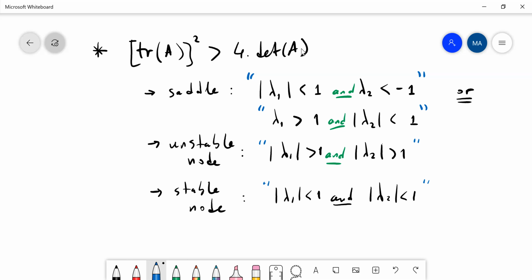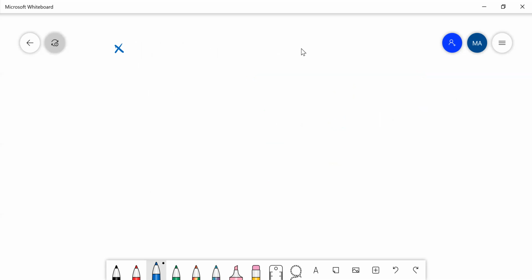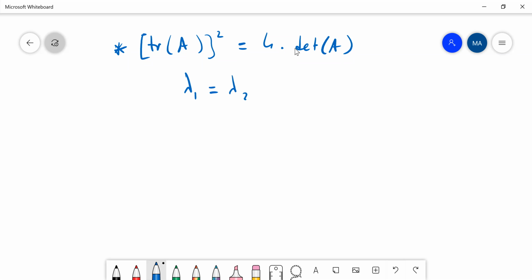And these are the results: saddle, unstable node, and stable node, okay? Now, if the trace squared is exactly equal to 4 times determinant A, right? Now, in this case, lambda 1 and lambda 2 are equal, right? These are repeated real roots, and they are equal to this, okay? So let's call this lambda, okay?